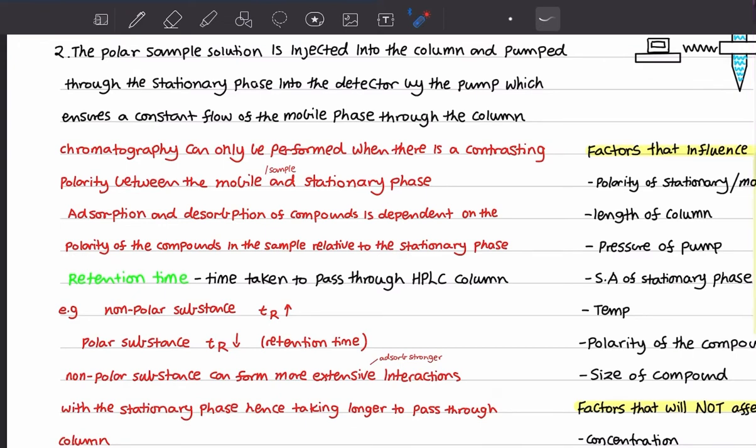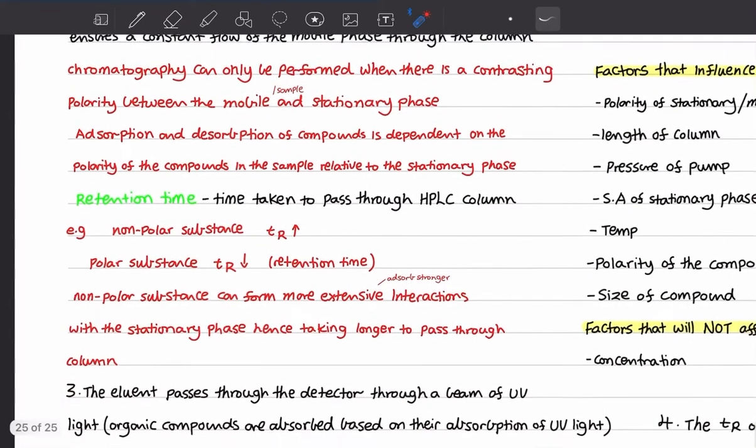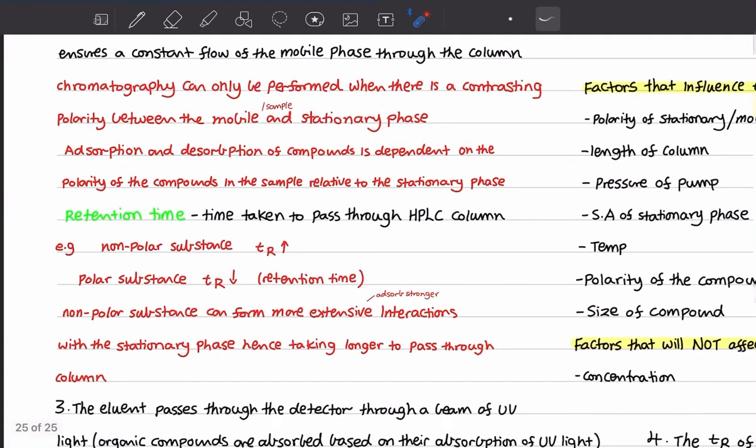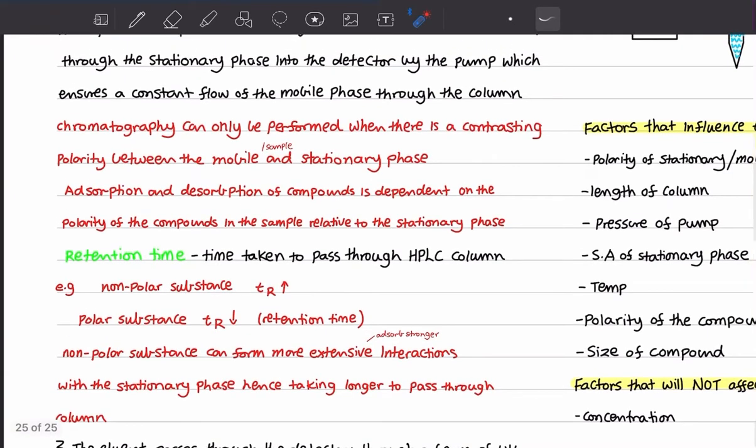So if you think back to the like dissolves like rule, compounds with a similar polarity are likely to dissolve better in one another, which in this case would result in more adsorption onto the stationary phase, whereas compounds with more differing polarities are likely to repel one another, hence leading to more desorption. Therefore, it is important to know that you only really want to perform chromatography when there is a contrasting polarity between the eluent and the stationary phase in order to achieve the best results.